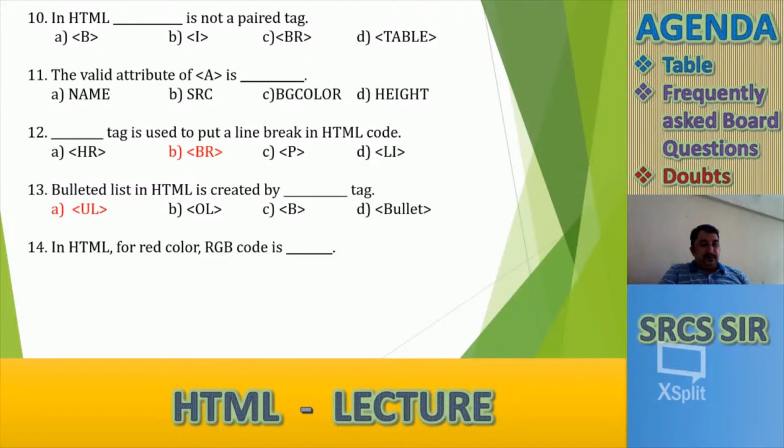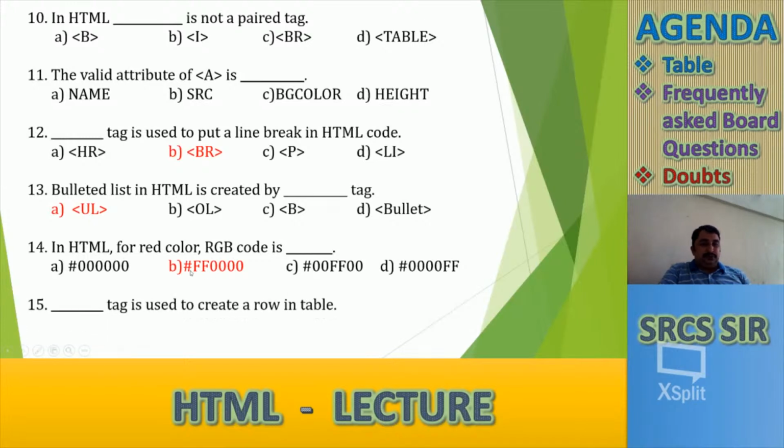RGB color code. Very good. Yes, that's the correct answer. Sometimes they may give the answer without hash also. Suppose the first option is only FF0000 without hash, and the B option is with hash. So here also you need to be very, very careful. Always the RGB code starts with the hash symbol. So you have to select that particular answer.